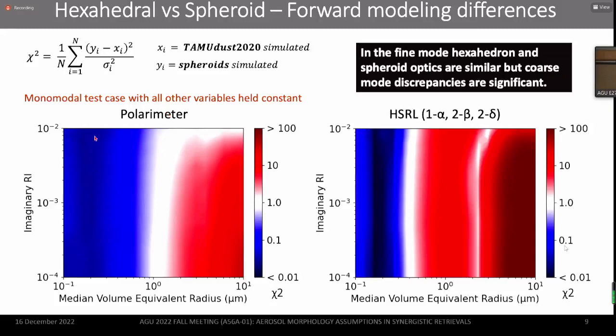So for the polarimeter, the fine mode, there really isn't a significant difference. So earlier we saw that if you try to retrieve using spheres for a scene containing spheroids in the fine mode, it can significantly impact your retrieval. That's probably not going to be the case just between these two different non-spherical particle shapes. For HSRL, it's a little more sensitive to particle shape. Again, this is what we would expect, but it's still in the fine mode. There's not a huge difference between these two.